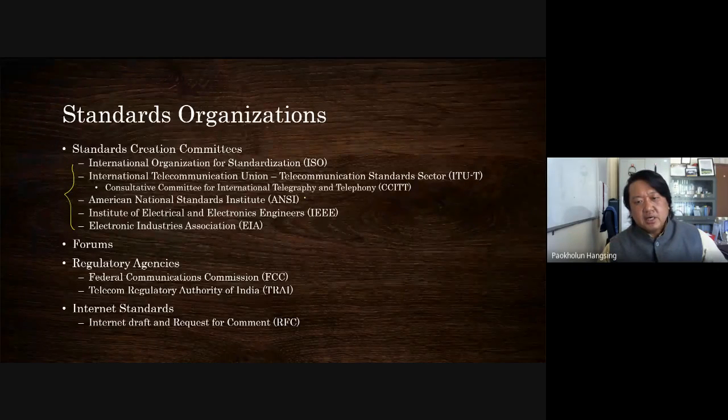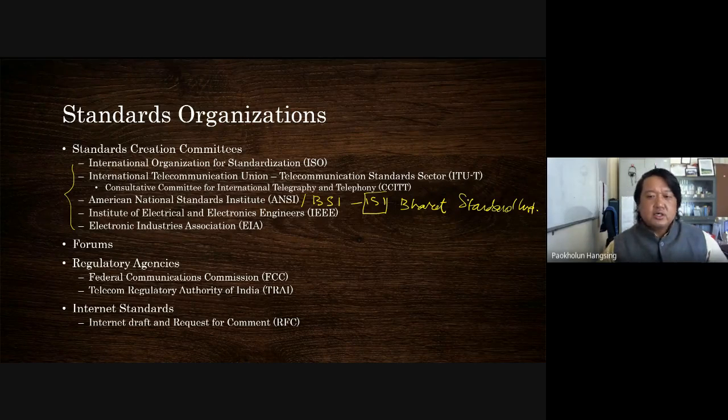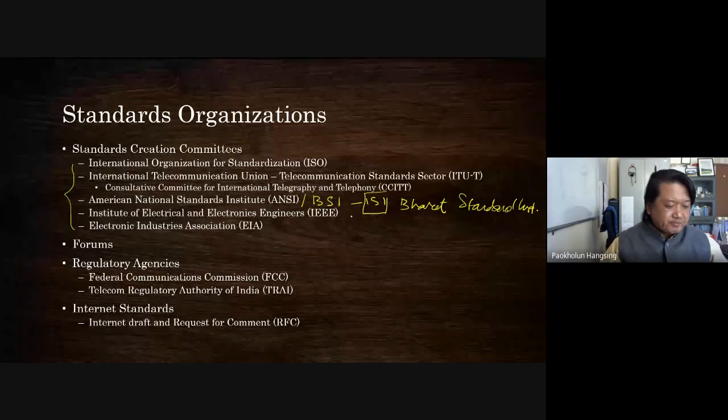So similarly, we have in India also BSI, formerly known as ISI, Indian Standard Institute. I think now it has been converted into Bharat Standard Institute. So they are the equivalent of the ANSI, American Standard Institute. So BSI is responsible for looking after the standards of various things in India.